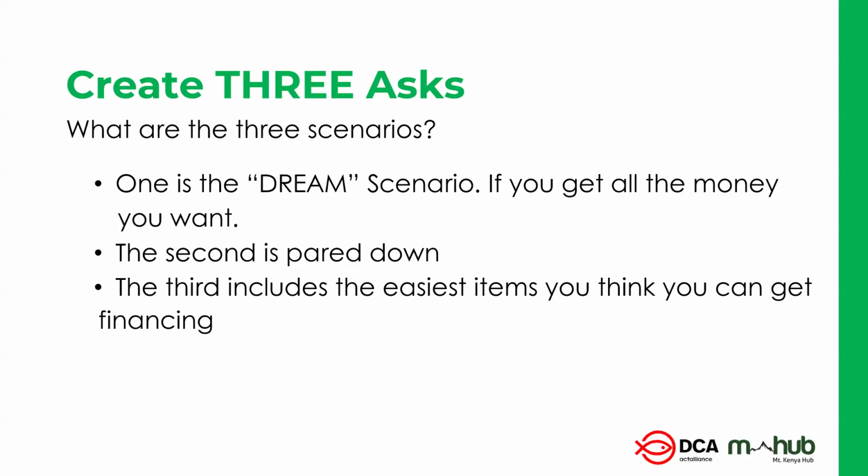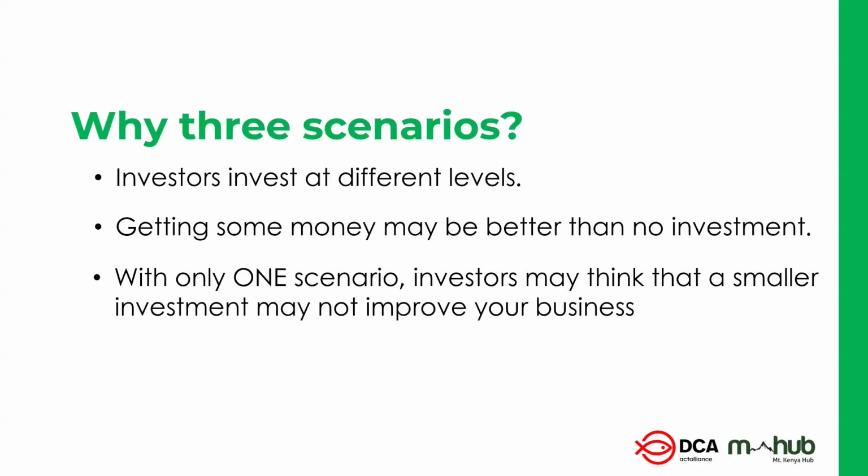Like, let's say tomorrow Mount Kenya Hub say we are going to give you small grants. And I think the last time I checked, something was to be there. I think a competition or something for some specific amount. So the question is, what is it that you're actually going to put? I'm sure whatever you put is not the dream scenario. So we have those dream, the second, let's call it medium, and then we have the easiest.